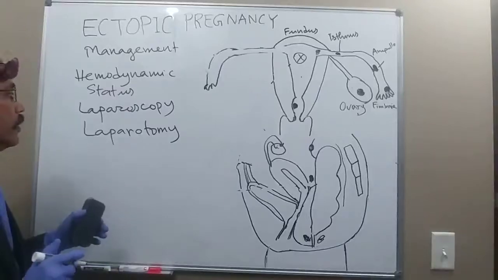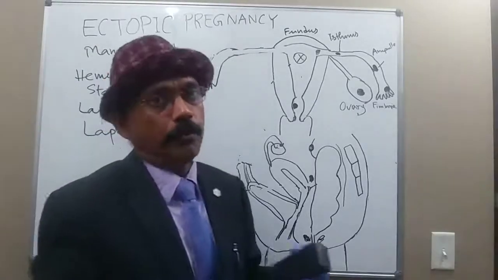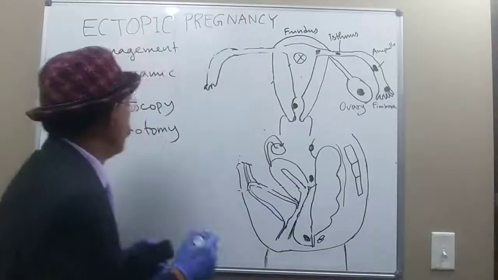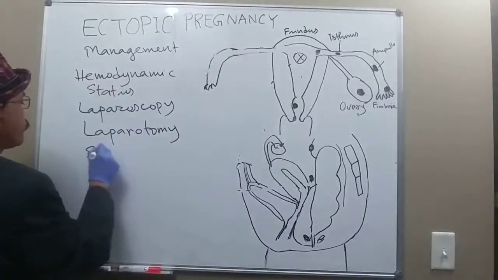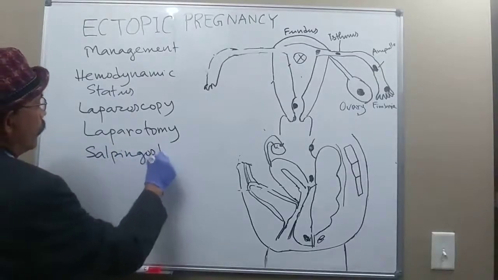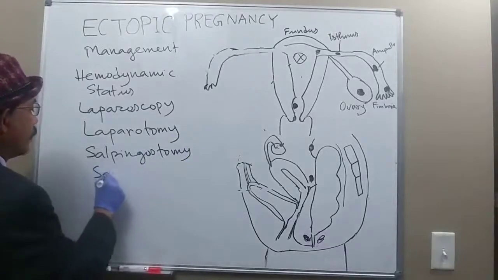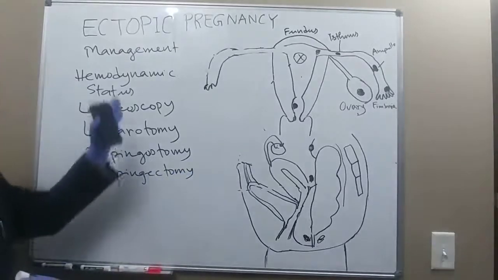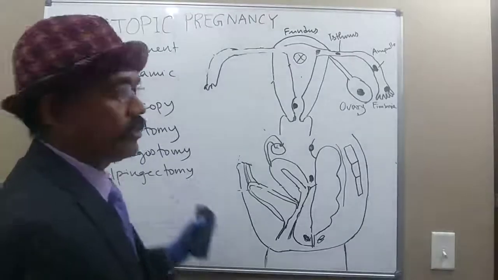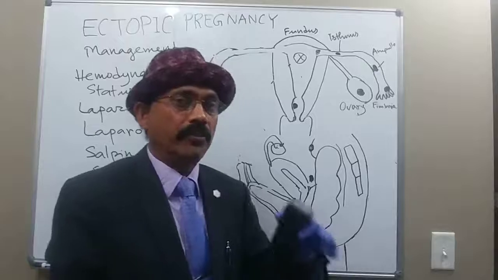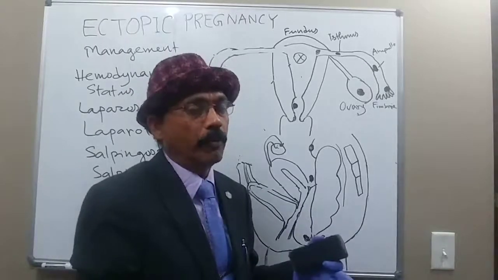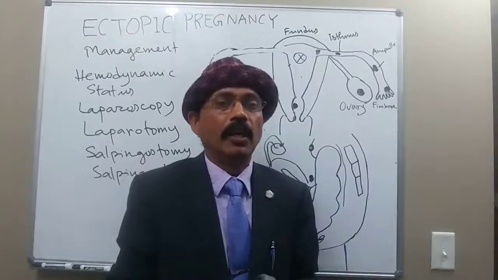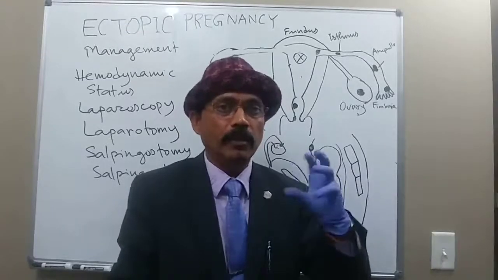Then, based on the type of damage or the woman's desire to get pregnant again, for fertility, we may do salpingostomy or salpingectomy, depending on the situation. But we also have medical management. Without surgery, medical management is possible if it is an early stage ectopic pregnancy, the size of the embryo is small, less than 3.5 centimeters, and there is no cardiac activity.